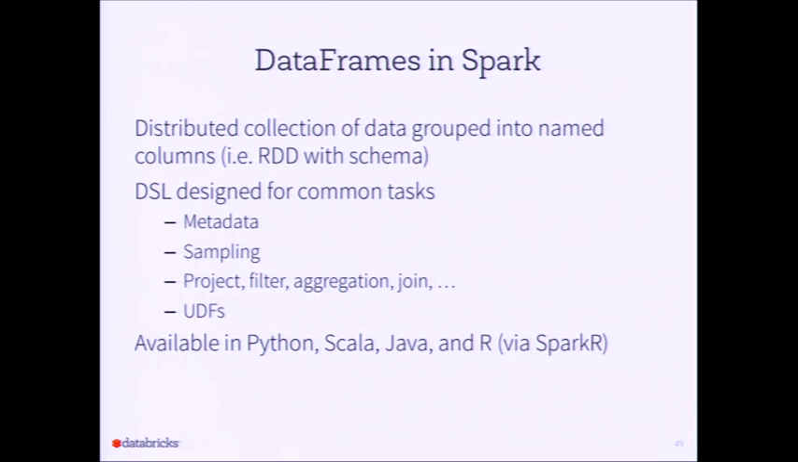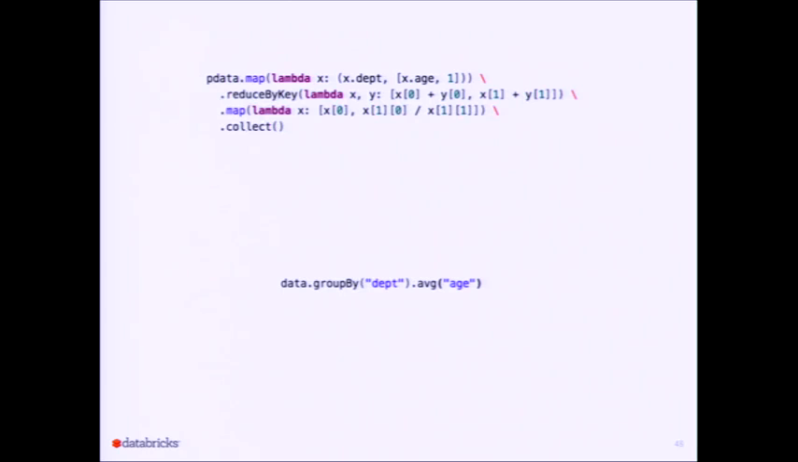Earlier this year, we started an effort called Data Frames in Spark. What Data Frames does is essentially give you something like an RDD, but with schema. So you have a collection of data that's grouped into columns with names and data types. And then there's a whole domain-specific language designed for common data analysis tasks. For example, you can do sampling, get the schema out of it, and do project, filter, aggregation, and join. And it's added to a lot of different programming languages. This is what the data frame gives you.